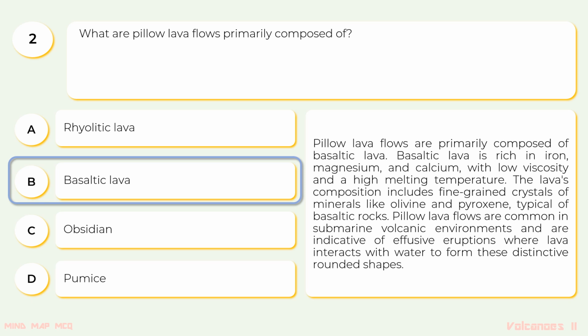Basaltic lava is rich in iron, magnesium, and calcium with low viscosity and a high melting temperature. The lava's composition includes fine-grained crystals of minerals like olivine and pyroxene, typical of basaltic rocks. Pillow lava flows are common in submarine volcanic environments and are indicative of effusive eruptions where lava interacts with water to form these distinctive rounded shapes.